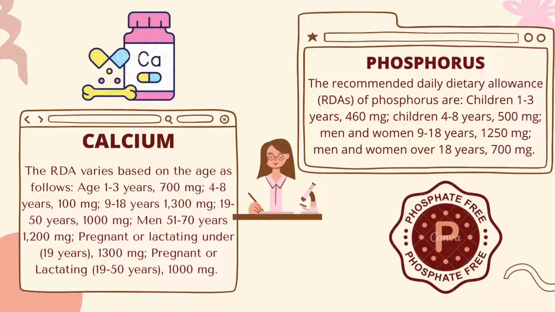Phosphorus. The recommended daily dietary allowance or RDAs of phosphorus are children 1 to 3 years, 460 mg, children 4 to 8 years, 500 mg, men and women 9 to 18 years, 1,250 mg, men and women over 18 years, 700 mg.